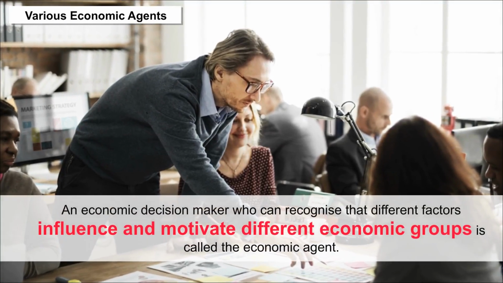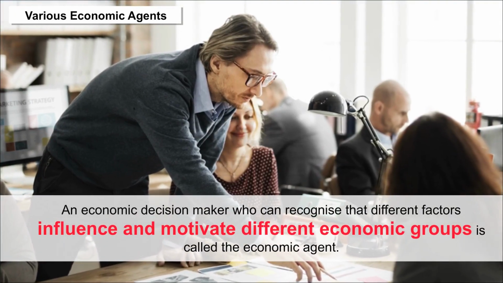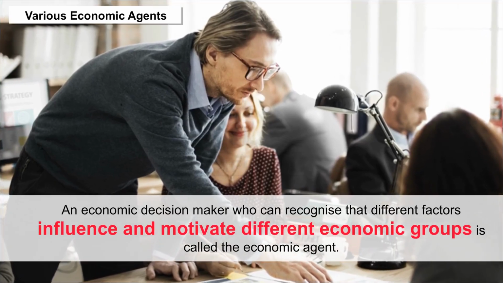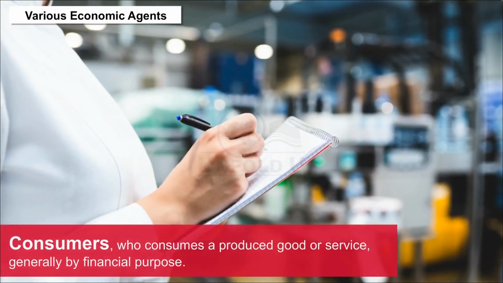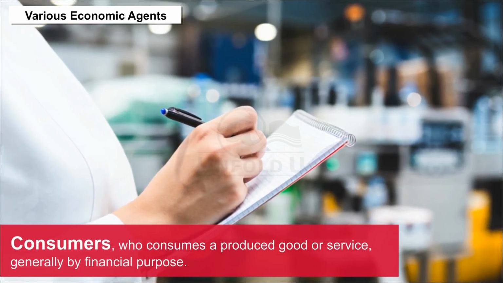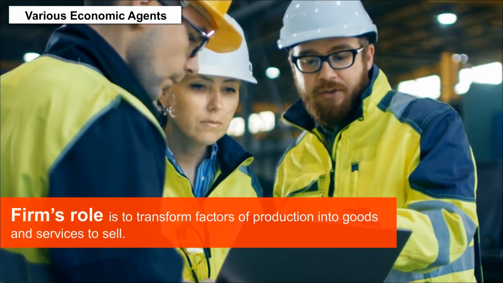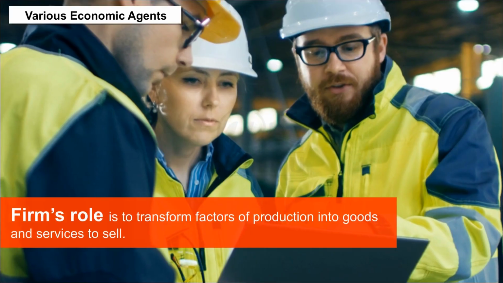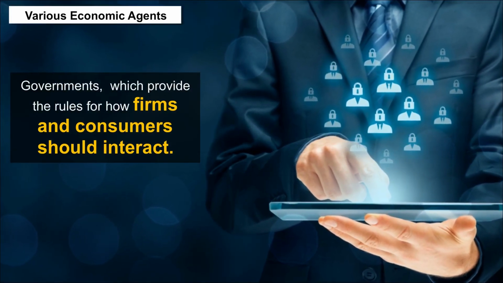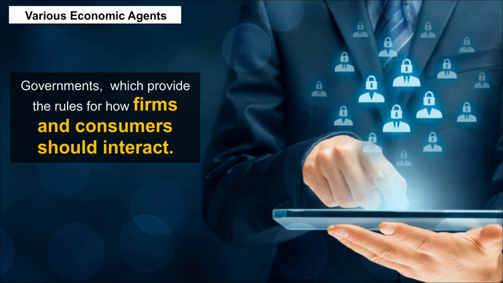Various economic agents. An economic decision maker who can recognize that different factors influence and motivate different economic groups is called the economic agent. There are three types of economic agents. 1. Consumers, who consume a produced good or service, generally for financial purpose. 2. Firms, whose role is to transform factors of production into goods and services to sell. 3. Governments, which provide the rules for how firms and consumers should interact.